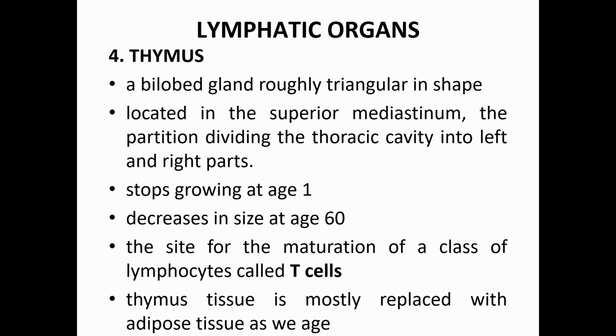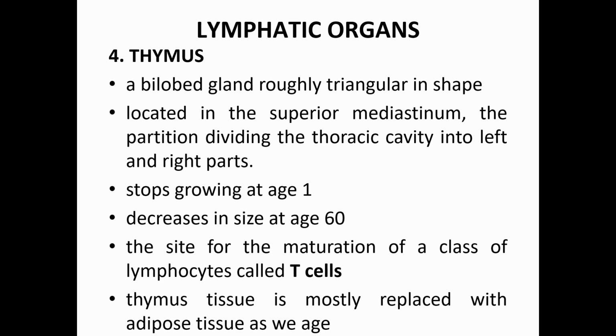Next, you have your thymus. Your thymus is a bilobed gland, roughly triangular in shape. It is located in the superior mediastinum, the portion dividing the thoracic cavity into left and right parts. It generally stops growing at age 1, meaning it is relatively small in our infants, and it starts to decrease in size at age 60.